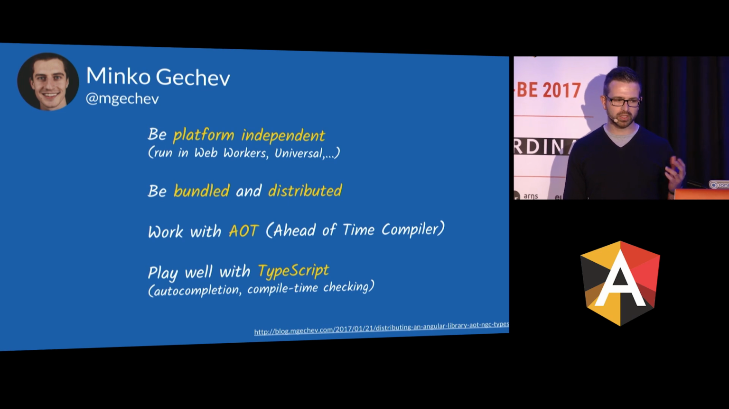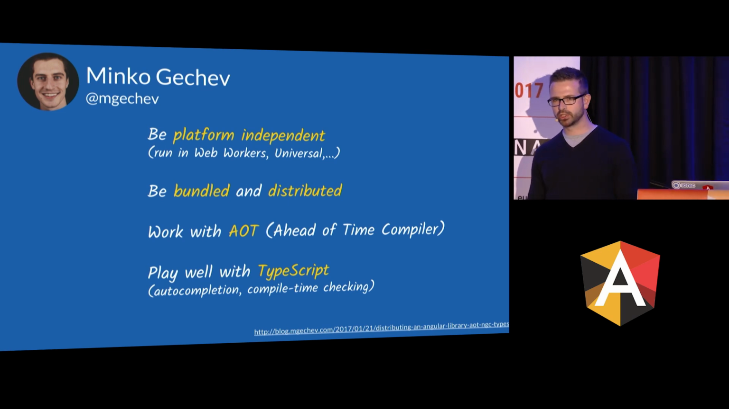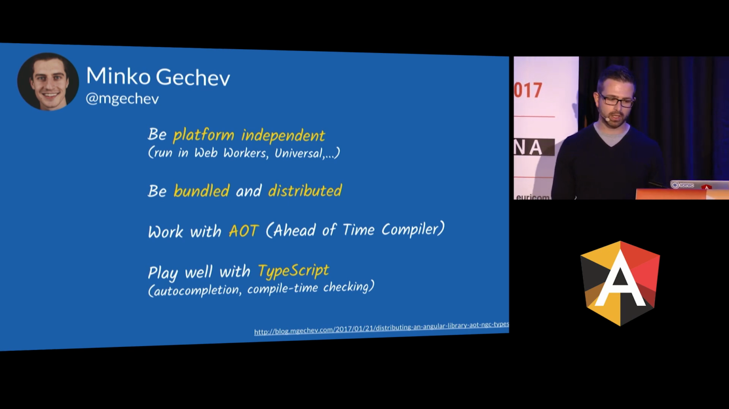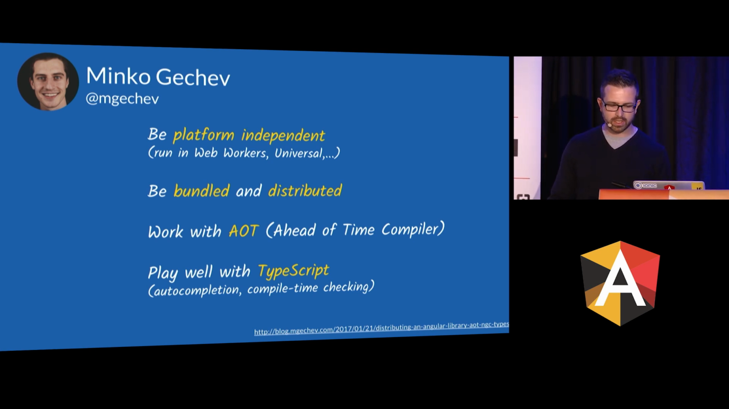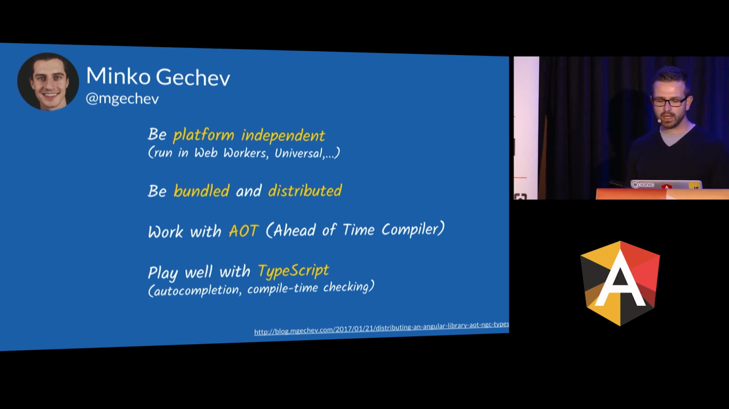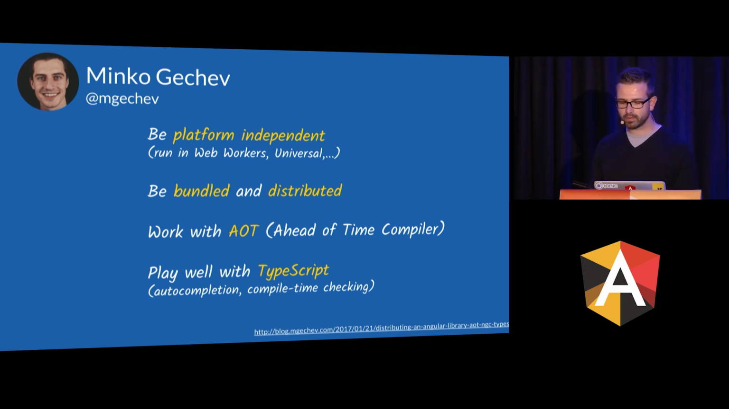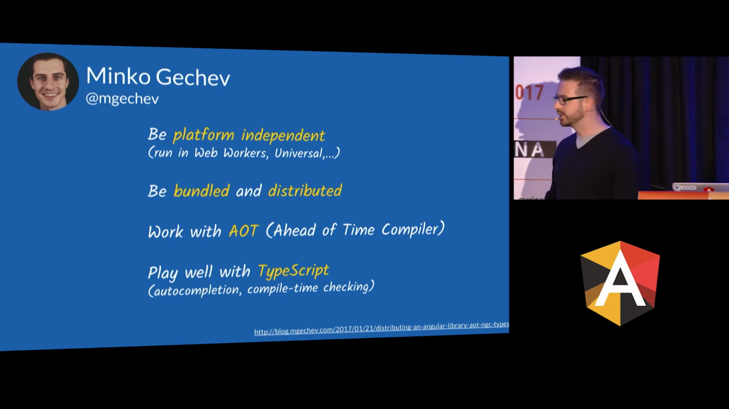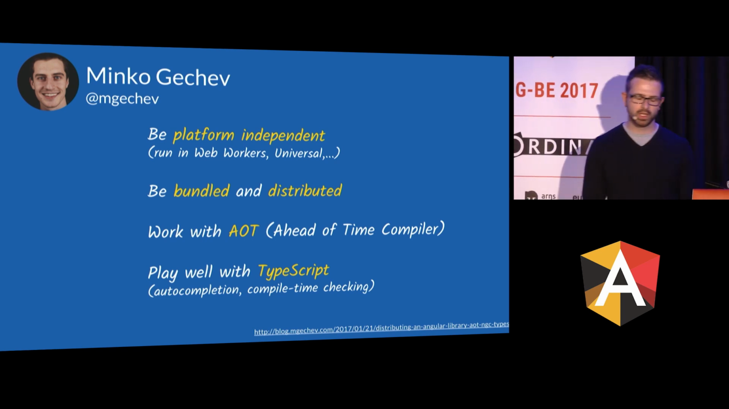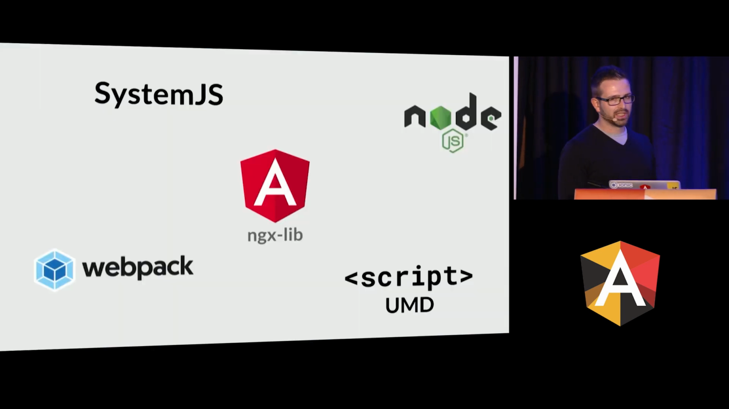Like many of you probably still use JIT in development mode, but that's going to change now with the latest versions of Angular as well, with the Angular CLI. And so that's going to be the default. And finally, it should play well with TypeScript, because TypeScript is like the first class citizen now in Angular, and it has a lot of advantages. And when I bring in an external library, I obviously want to get out completion and compile time checking for that library as well. But that's actually not enough, okay?